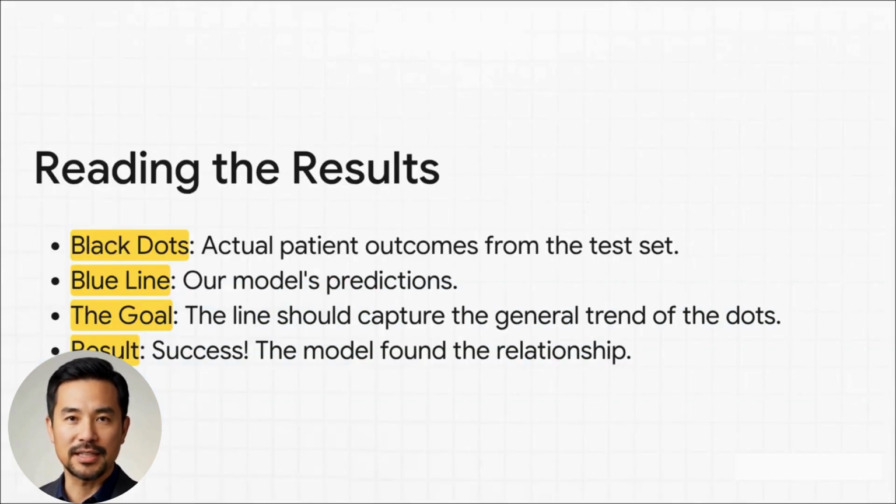So, how do we actually read this chart? As you can see, each little black dot is a real patient from our test set. The blue line, that represents our model's prediction. Now, the goal is for that line to capture the general trend of the dots. And as you can see, it does. Yeah, the line doesn't hit every single dot perfectly, but it cuts right through the middle of the data. That means our model successfully found the relationship.